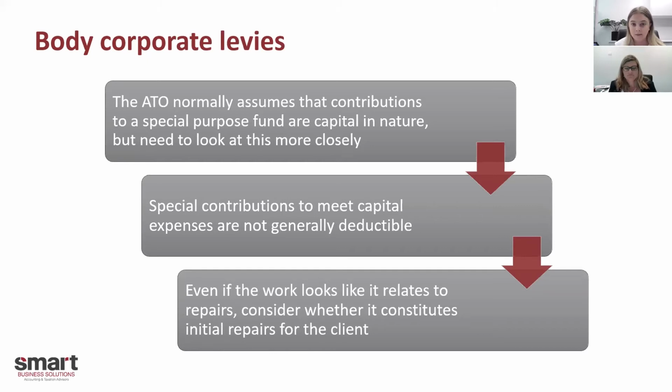Those are obviously a deduction, but looking at body corporate levies, this is usually an extra cost charged to you as the landlord. In most instances, the ATO assumes that these levies are always going to be capital in nature, so you can't claim a full immediate write-off. But again, you always have to look at these expenses in detail, because there may be cases where it's not an improvement or a capital asset, it is genuine repairs.